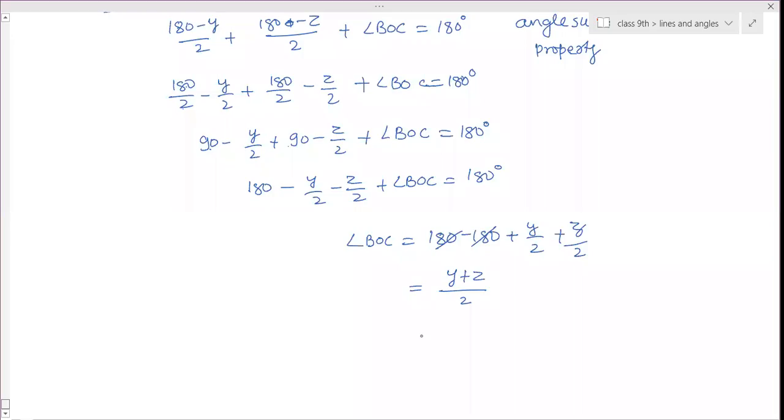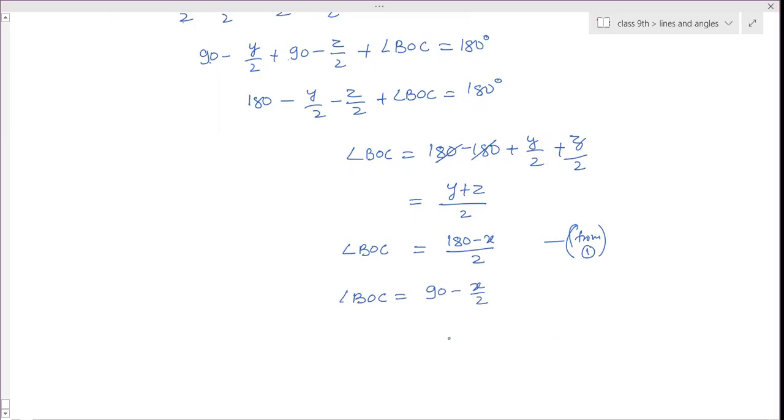Substitute here. 180 minus x by 2 is equal to angle BOC. So angle BOC is equal to 90 minus x by 2 when dividing separately. So this will become 90 minus half of angle A, because x is equal to A, which we have considered. Proved.